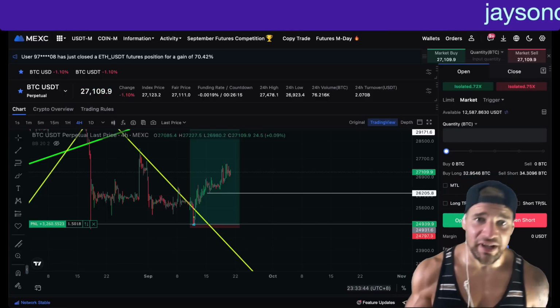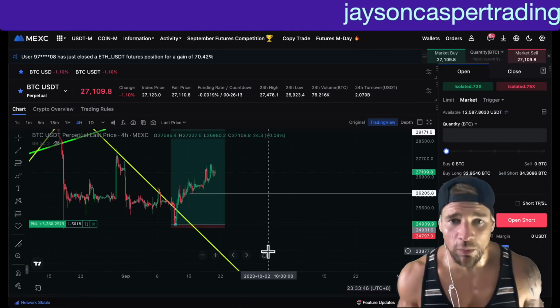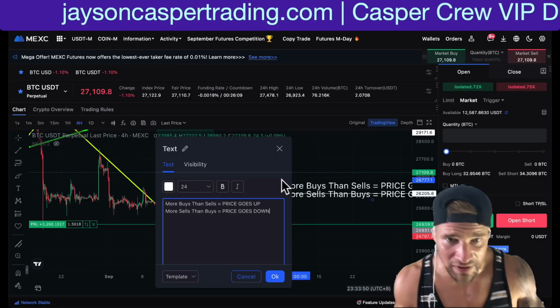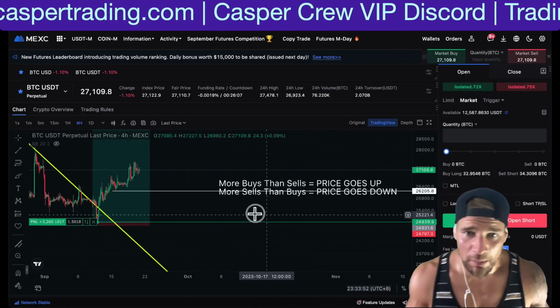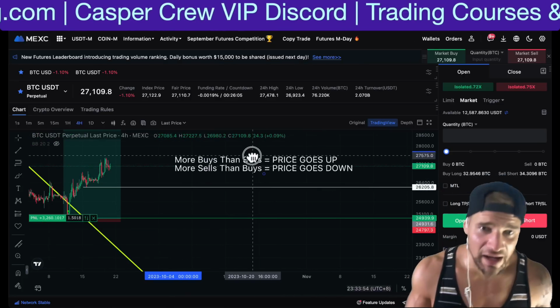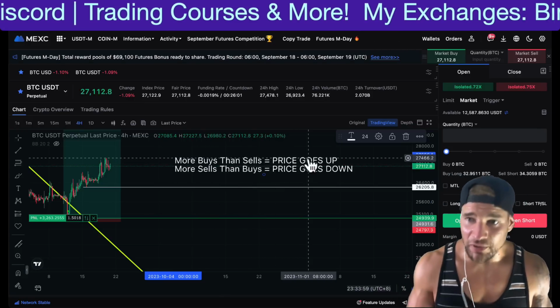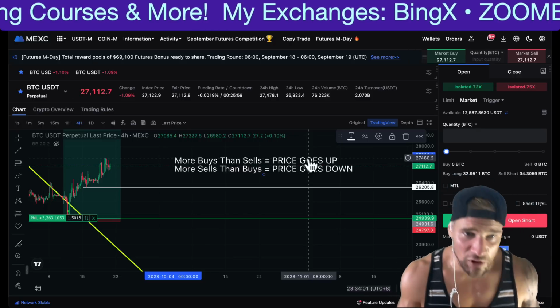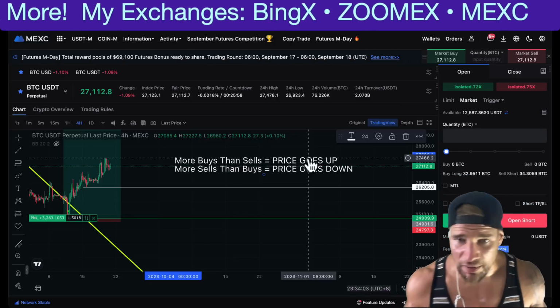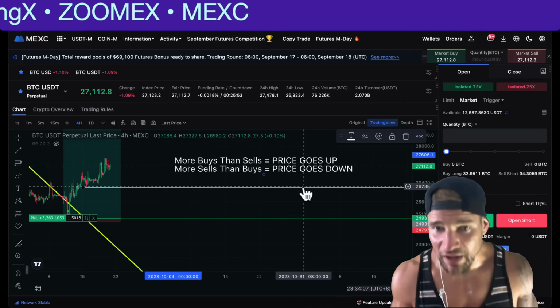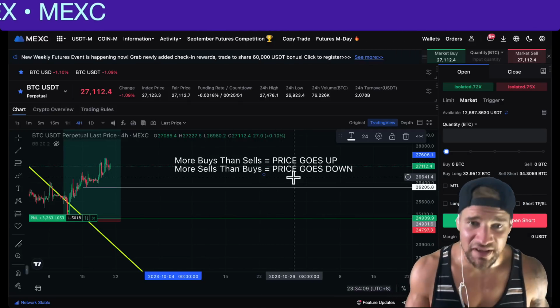So in order to understand how a CVD divergence works, we first need to understand the basics of how price moves. So essentially, price is moved by the active participation in the market. If there are more buys than sells, the price goes up. Doesn't that make sense? If more people are buying something, it makes the value go up. If there are more sells than buys, the price goes down. Right? This is very, very simple.